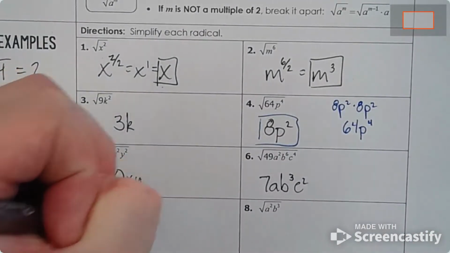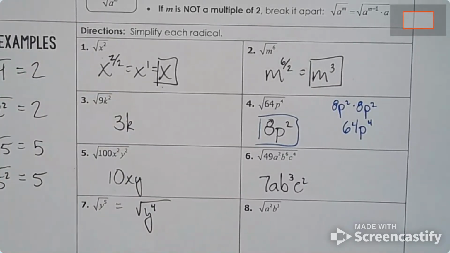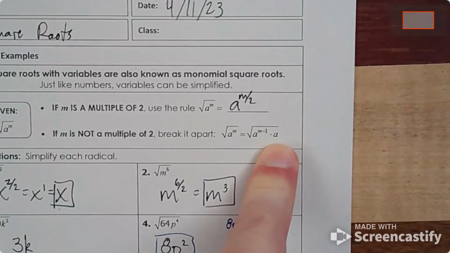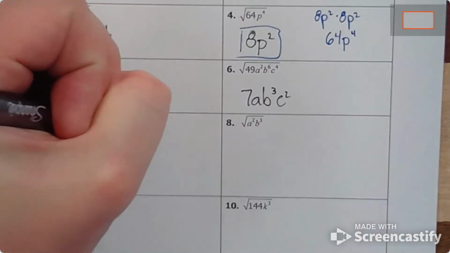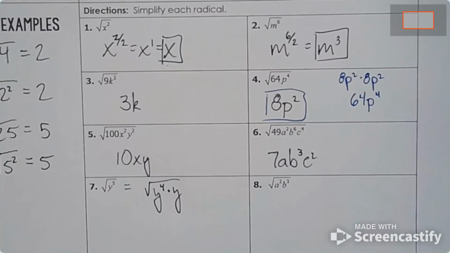Okay. So this is equal to the square root of y to the 4th, because that would be 5 minus 1, times 1 more of that same variable, which would just be y, so times y. So this would be the square root of y to the 4th power times y. Yeah. All right.